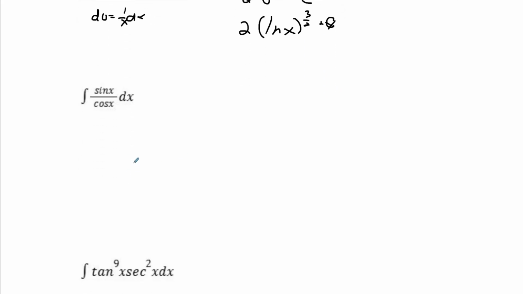So then we have sine of x over cosine of x. So what we want to do is we can't have du on the bottom. So the first thought might be, okay, let's differentiate sine of x and make our du cosine of x, right?